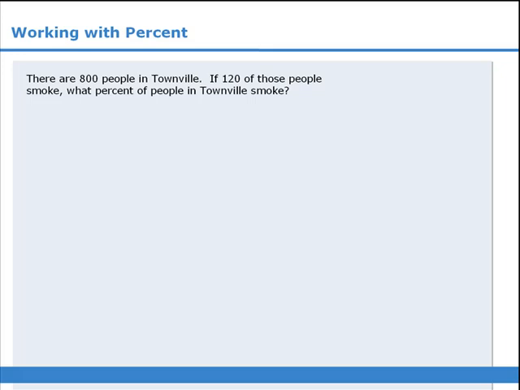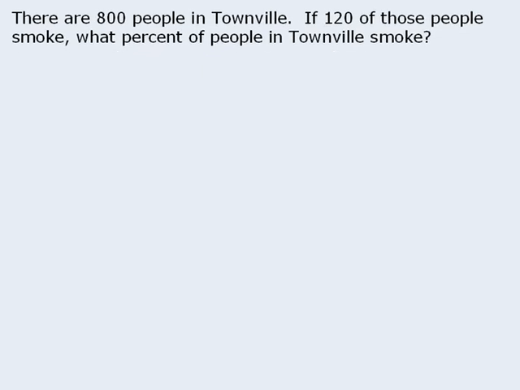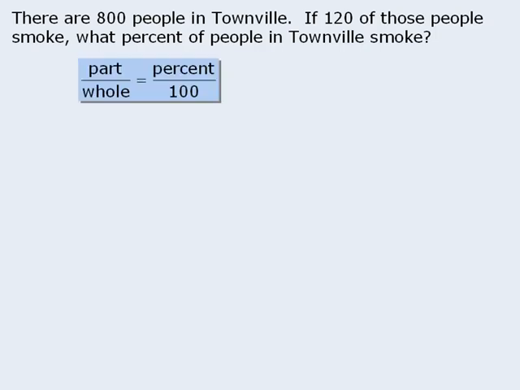In this lesson, we will examine two different approaches to working with percents. To set this up, consider the following question where we have 800 people in Townville and 120 of them smoke. Our goal is to determine what percent of the residents smoke. One way to do this is to apply the following rule that says the part divided by the whole is equal to the percent divided by 100.